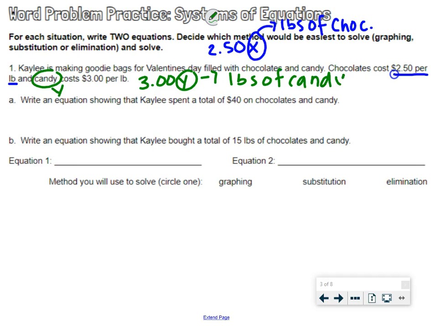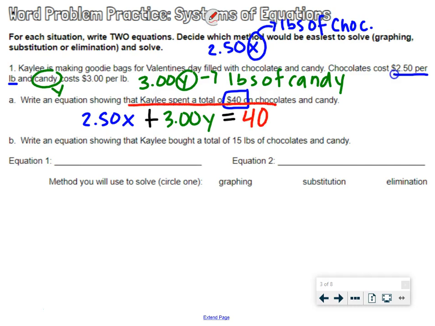So again, if she bought 1 pound of candy, it'd be $3. If she bought 2 pounds of candy, it'd be $6, and so forth. So to write an equation showing that Kaylee spent a total of $40, she would spend $2.50x for however much chocolate she buys, plus $3 for each pound of candy, so 3y, and then that will equal those $40 total. So you can write that there, or you can write that in this equation 1 blank, because we do need that equation.